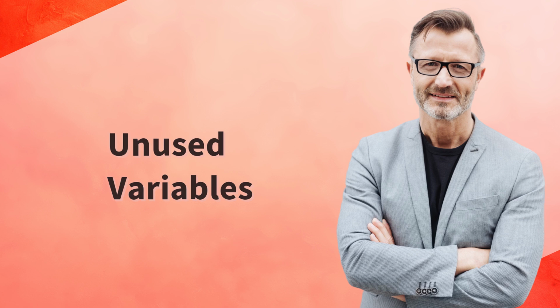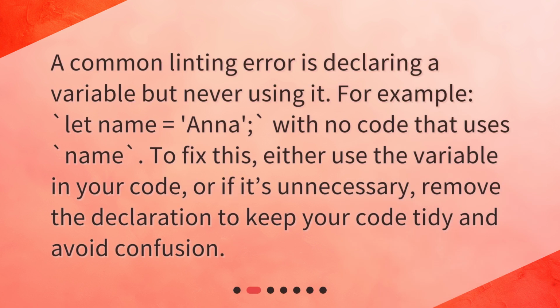Unused variables. A common linting error is declaring a variable but never using it. For example, let name = "Anna" with no code that uses name. To fix this, either use the variable in your code or, if it's unnecessary, remove the declaration to keep your code tidy and avoid confusion.